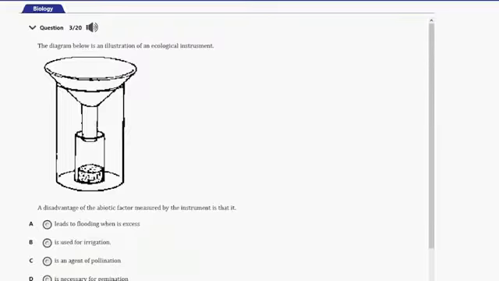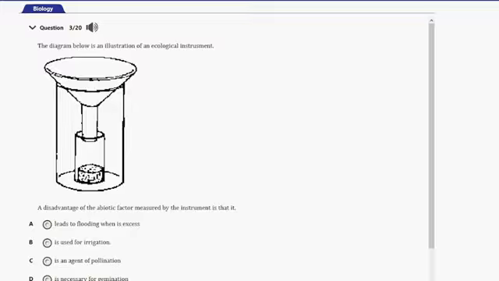Question number 3 here. We have a diagram, and it says here, the diagram below is an illustration of an ecological instrument. So its advantage of the abiotic factor measured by the instrument is that it A, leads to flooding when in excess, B, is used for irrigation, C, is an agent of pollination, and D, is necessary for germination. So guys, actually the diagram you see here is a rain gauge.